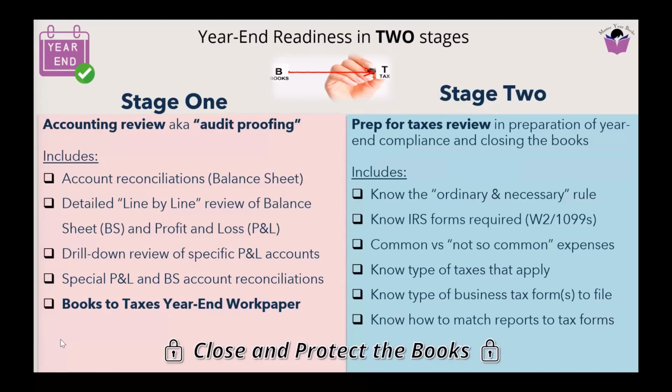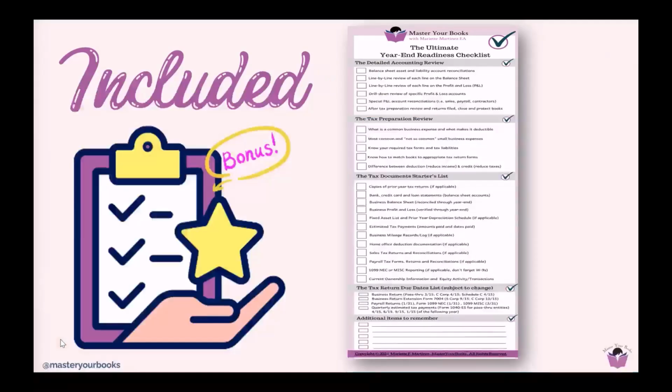And if all of this is getting done, again, in a perfect world, you can close and protect the books and then create a process around this so you can streamline and automate this for all of your clients. Now, again, for those two stages, to keep it simpler for you and to have something to take home with you, I went ahead and created it for you in a checklist format so you can look at those on your own and even use this for your year-end readiness process for your clients.